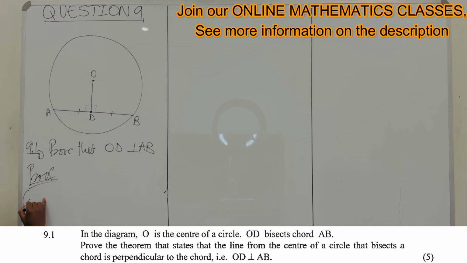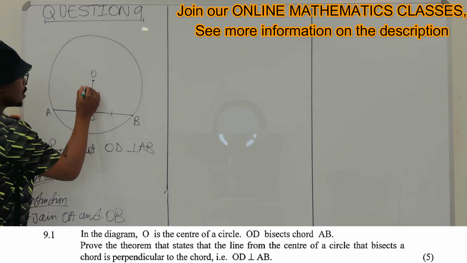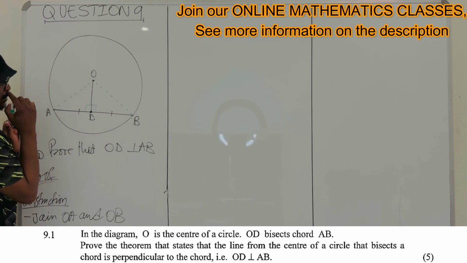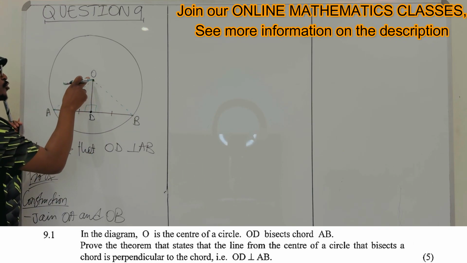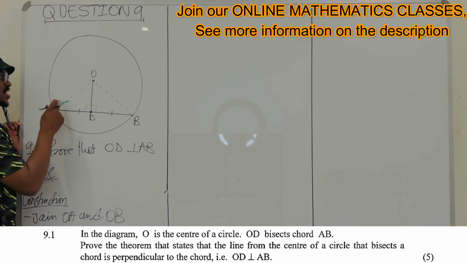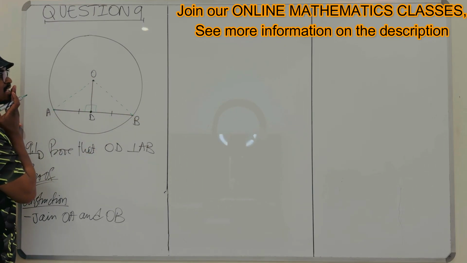Under our proof, we'll have a construction, right? Construction. So what are we going to do? We're going to join OA and OB. So let's join OA from the center to point A on the circumference, and from the center to point B on the circumference. The length from the center of a circle to the circumference is called the radius. So OA is a radius and OB is a radius, right? No problem.